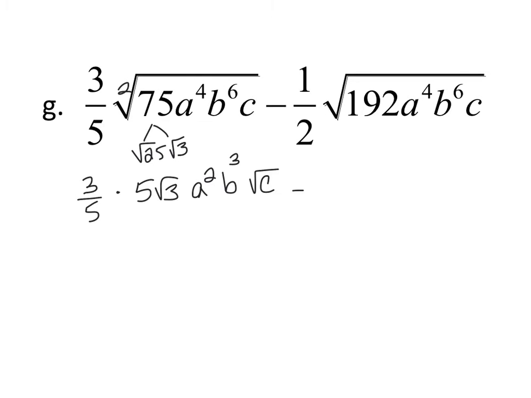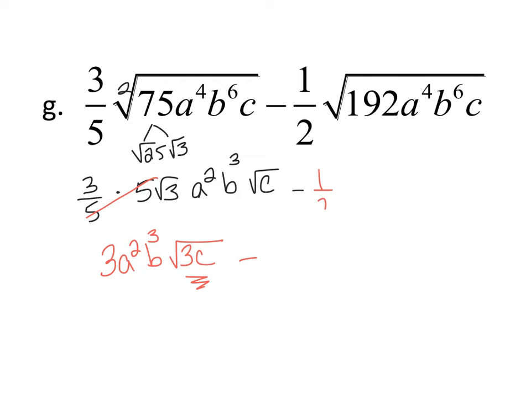Then I'm going to simplify this. 3/5 times 5, the 5's will cancel. I'll end up getting 3, the a squared and the b cubed will pull to the front because they are outside the square root. And then 3 and c will go into the house because they're not perfect. Okay, so the goal really would be to get 3c on the inside of the right side radical.